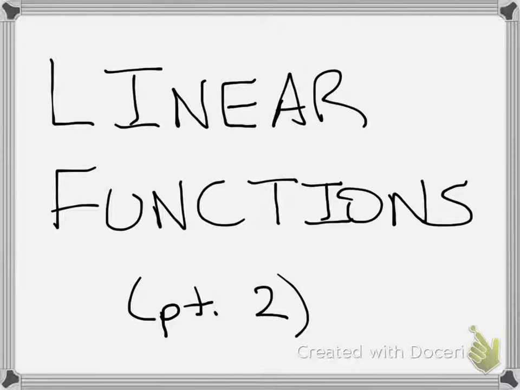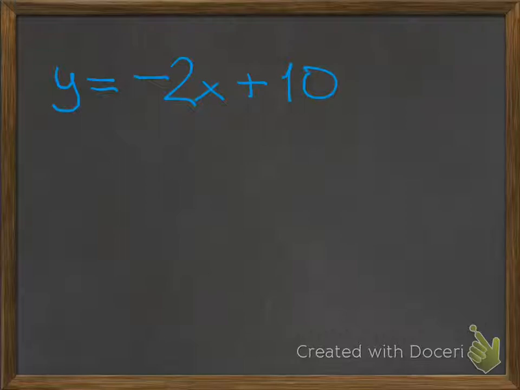All right? So let's look at the equation we're going to be using throughout this entire video. The equation we're going to use is y equals negative 2x plus 10. Now, on the sheet that you'll have, you're going to have to find the x-intercept and the y-intercept.